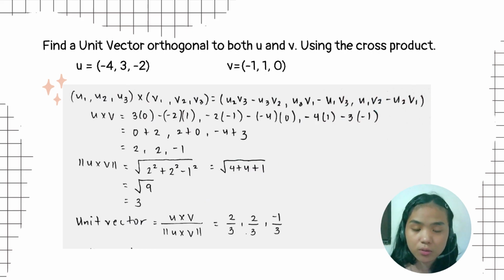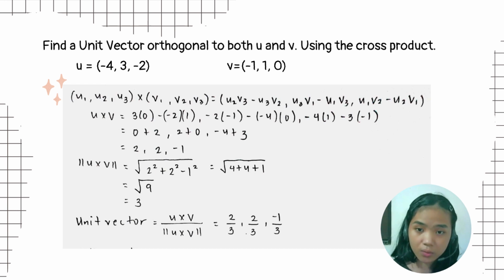We can also use this formula and we will just get the same answer: 2, 2, and -1. So feel free to read this later. And let's proceed into getting the magnitude of u cross v.